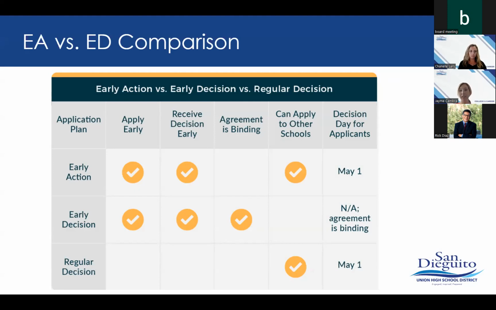Early decision, they can apply early. They'll receive their admission decision early. The agreement is binding and they cannot apply to other schools early. You cannot apply to 2 schools early decision. What if you were admitted to both? How would you commit to both?